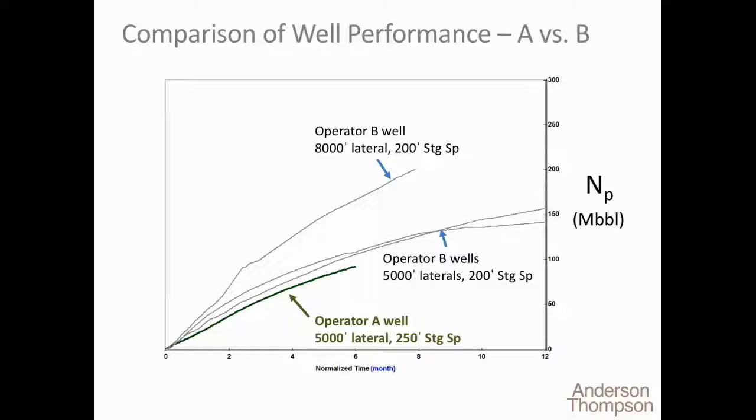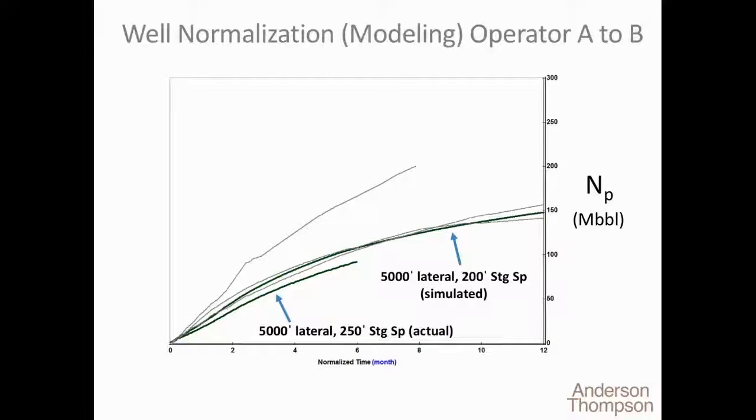So what we did is, after we looked at the performance data for operator A, we characterized the rock, we just changed the stage density in the model. And lo and behold, we got the same performance as those 2 operator B wells, assuming the same configuration.